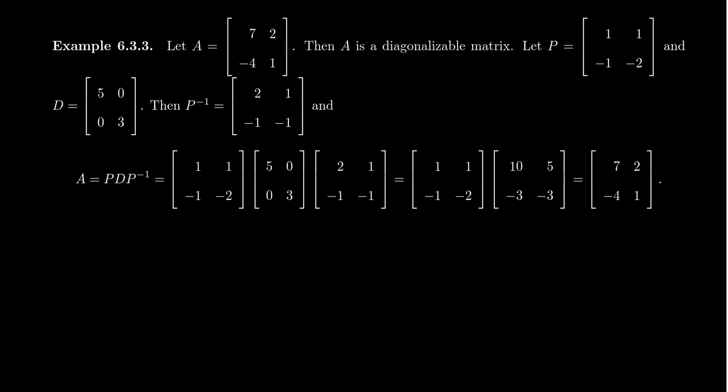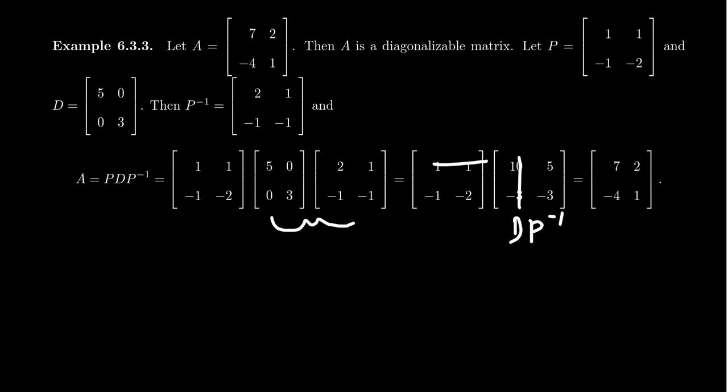So if you take this product, 5, 0, 0, 3 times P inverse, this will have the consequence that you're going to scale the first row by 5, so you get 10 and 5, and you're going to scale the second row by 3. So multiplication by a diagonal matrix is pretty quick and slick. So this matrix right here is none other than just D P inverse. And then with these two matrices, you just do the matrix multiplication.